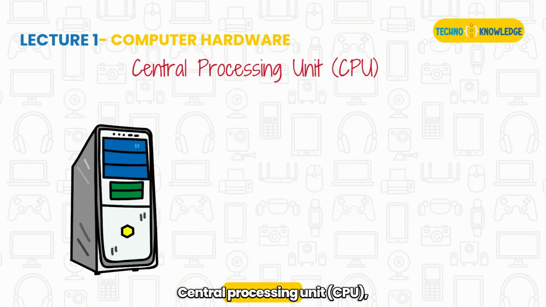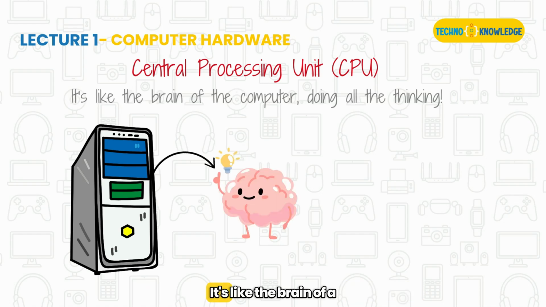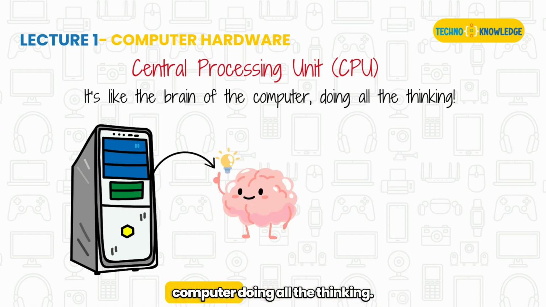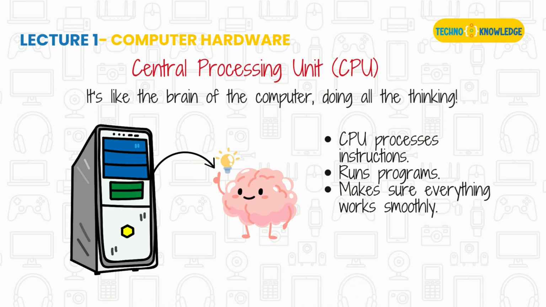Central Processing Unit, CPU. Now, meet the CPU. This is the most important part of a computer. It's like the brain of a computer, doing all the thinking. The CPU processes instructions, runs programs, and makes sure everything works smoothly.